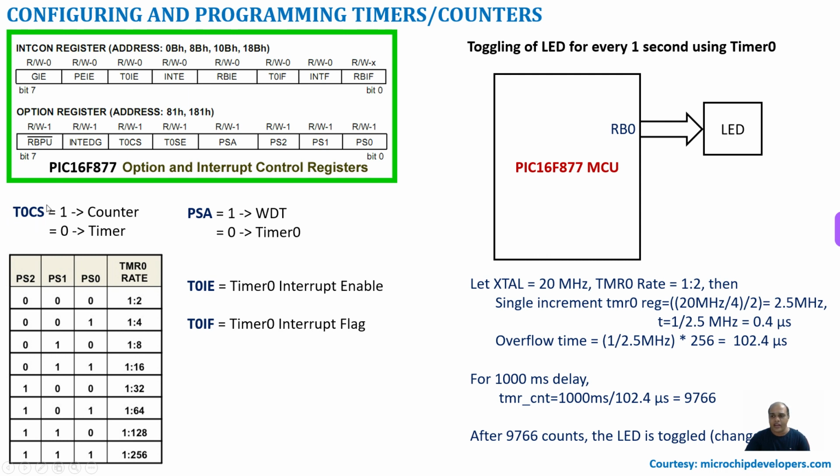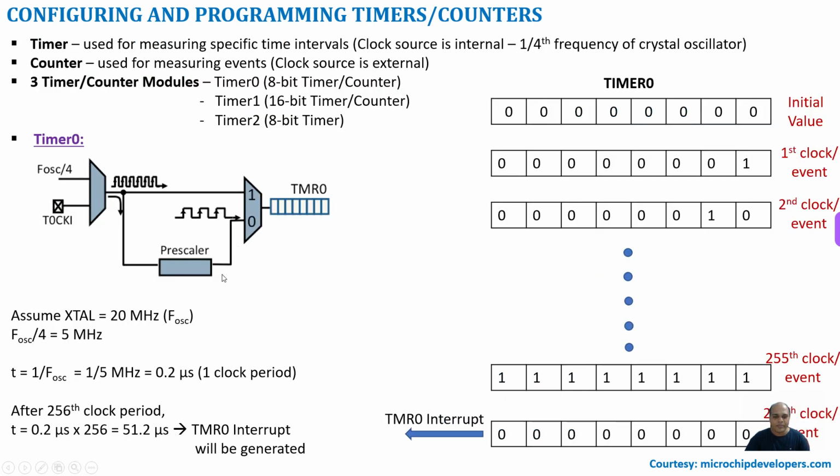Whether the timer is going to be used as a timer mode or a counter mode, that is decided by this T0CS. If this T0CS bit is set to 1, then it will be configured as counter mode. If it is 0, it will be configured as timer mode. Then I have a PSA. PSA is a prescaler.